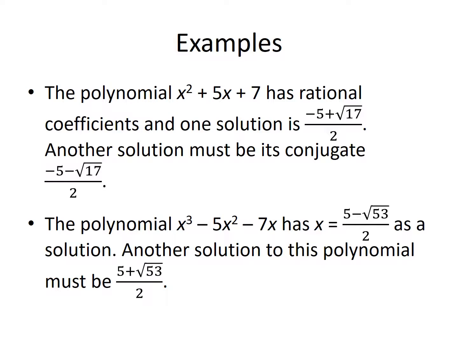Here's another example. The polynomial x cubed minus 5x squared minus 7x has 5 minus root 53, all divided by 2, as a solution. Another solution to the polynomial must be 5 plus root 53 over 2. And again, I invite you to check both of these solutions to see if they truly are solutions to the polynomial. The other solution, of course, is 0.